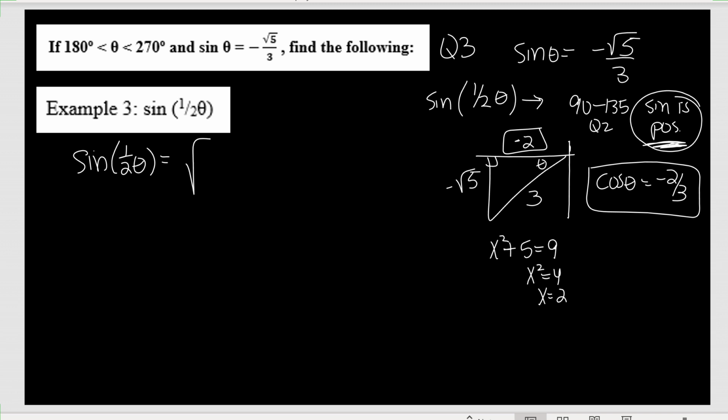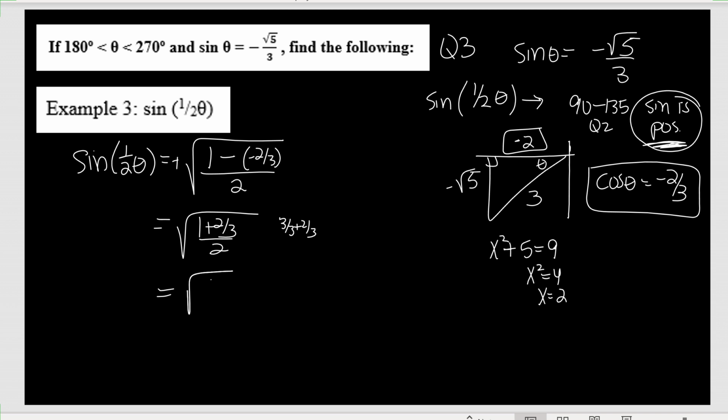We figured that out at the beginning, so it's the positive square root of 1 minus cosine of theta, so minus a negative 2/3, all divided by 2, which is 1 plus 2/3 all over 2. Okay, now we can go ahead and write that. 1 plus 2/3, that's 3/3 plus 2/3. So that would be the square root of 5/3 divided by 2. And if I take 5/3 and multiply it by 1/2, I get 5/6 under the square root.